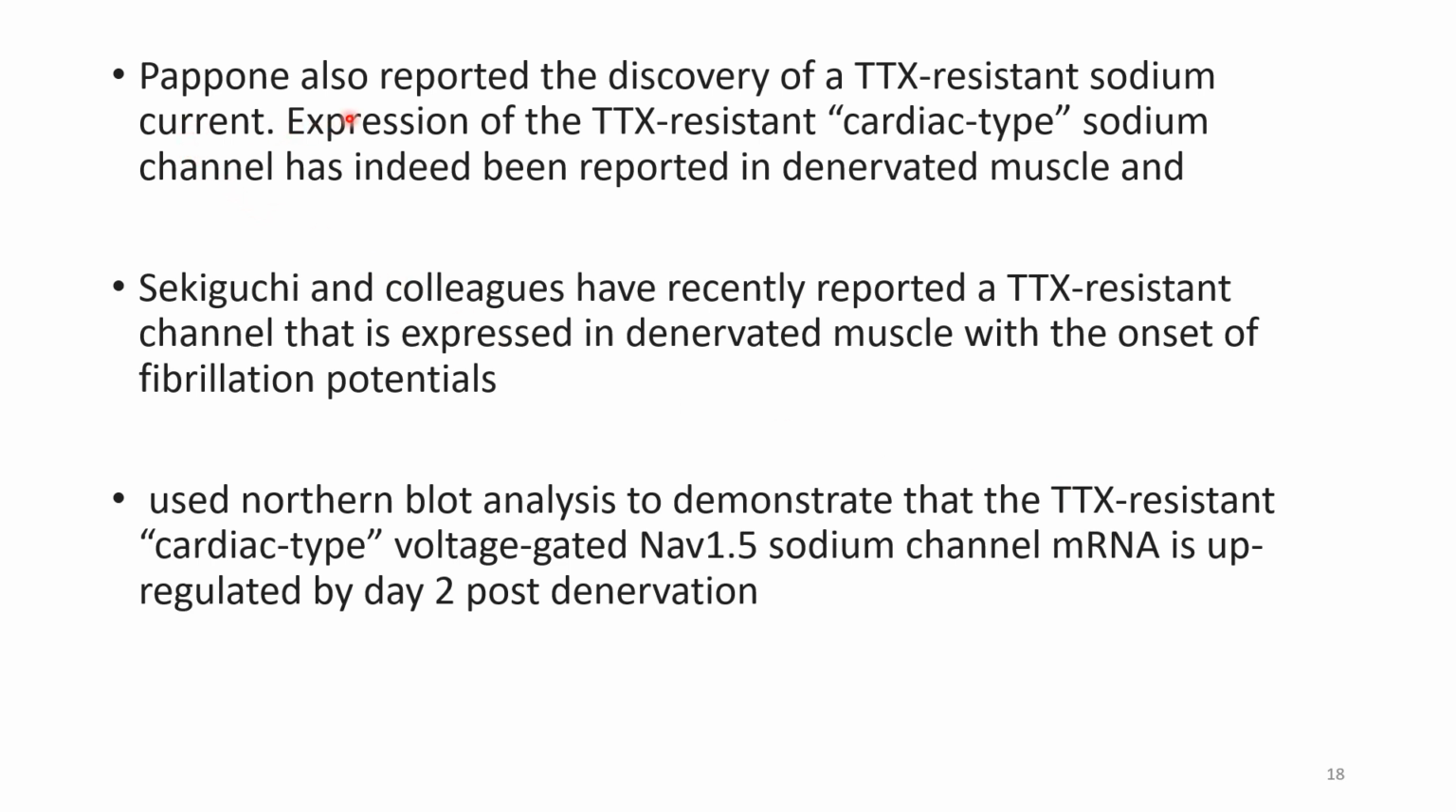The scientists also reported the discovery of tetrodotoxin resistant sodium current. So up to now we were discussing sodium channel and sodium current, but they have discovered tetrodotoxin resistant sodium current. So expression of this tetrodotoxin resistant cardiac type of sodium channel has been reported in the denervated muscle. And Sekiguchi and colleagues have recently reported that the tetrodotoxin resistant channel that is expressed in denervated muscle coincides with the onset of fibrillation potential. So this is also a cause of fibrillations.